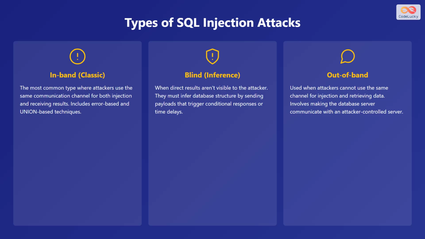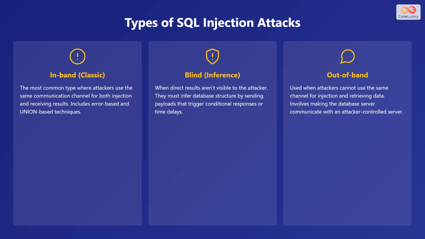Next, we have blind SQL injection, also known as inference SQL injection. This occurs when direct results aren't visible to the attacker. Instead, they must infer the database structure by sending payloads that trigger conditional responses or time delays. For example, they might construct queries that cause the database to pause for a certain period if a condition is met.